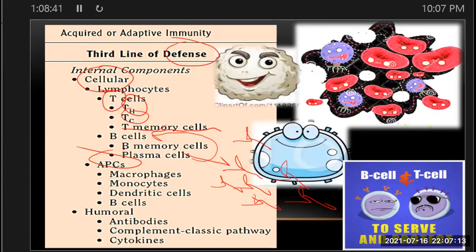So in short, they really need the antigen to be presented, right? Did you get it? And then next, we have humoral. So humoral, you should always think of antibodies. And we have the complement, well, we have the three types of complement, but here we only have the classical pathway, and we also have the cytokines.